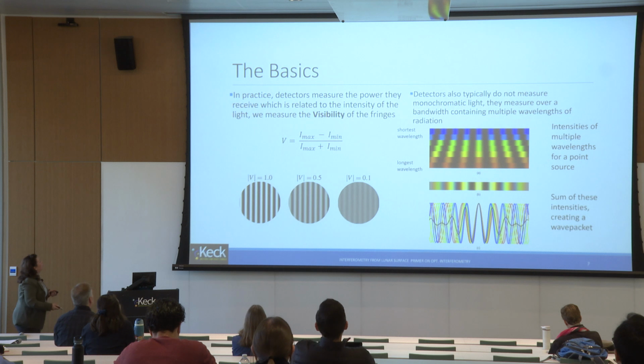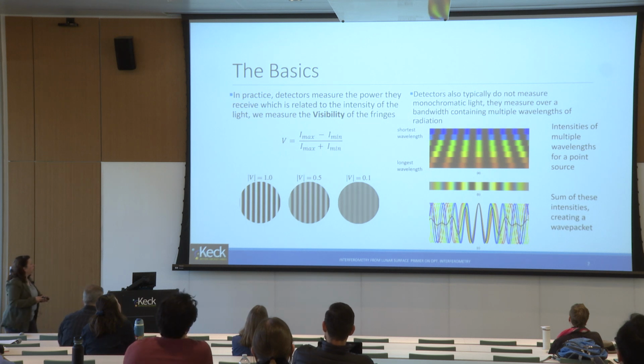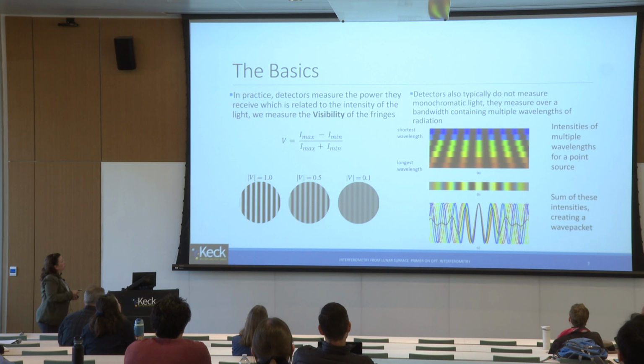Okay, so some of the basics now, the kinds of things that we add as complications that we need to be able to track as we're doing this. So in practice, detectors that we're going to use actually measure the power that they receive, and that's related to the intensity of the light, or the E squared that I talked about on the previous slide. So we measure the visibility of our fringes, and we talk about this as the difference in the powers for the max and the min, divided by the sum of the powers, and that gives us a scaling from 0 to 1.